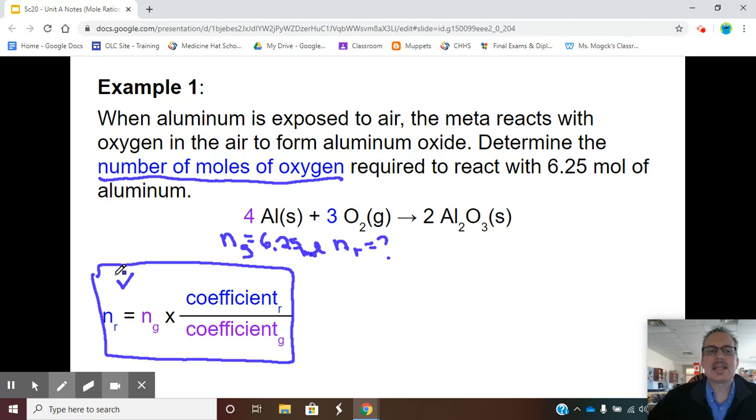Secondly, your second mark is for us to actually use that formula. So we're going to find the moles required, and our moles required is for oxygen. So let's update this and go for oxygen. So we're going to find the moles of oxygen. That's what we're trying to find. So write down the number that you know already, the given number, using the formula. So this would be 6.25 moles.